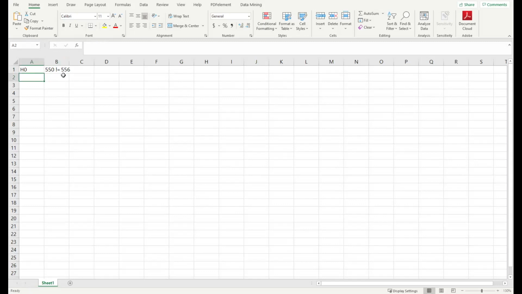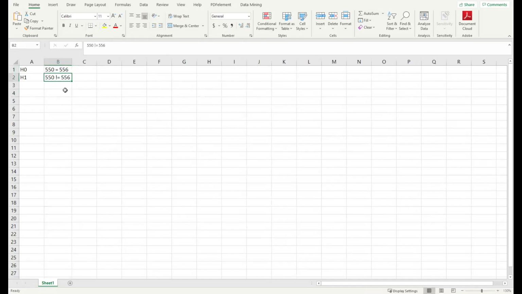Sorry, 550 is equal to 556 pala. Okay? Tapos H1 natin is that 550 is not equal to 556. By the way, this is how we write not equal to, if you wanted to write it in Excel. This is one way to write it. The exclamation point here indicates na hindi siya equal, inequality siya. Okay?